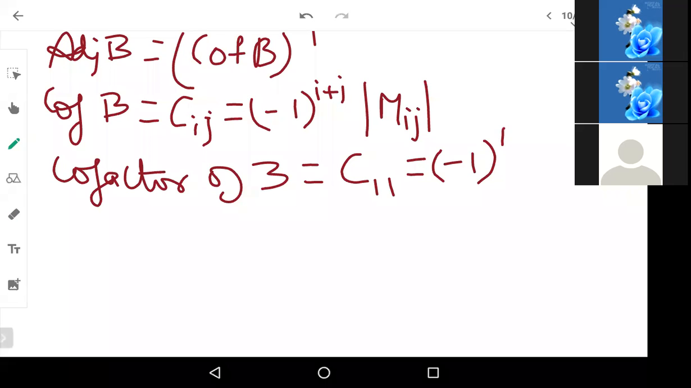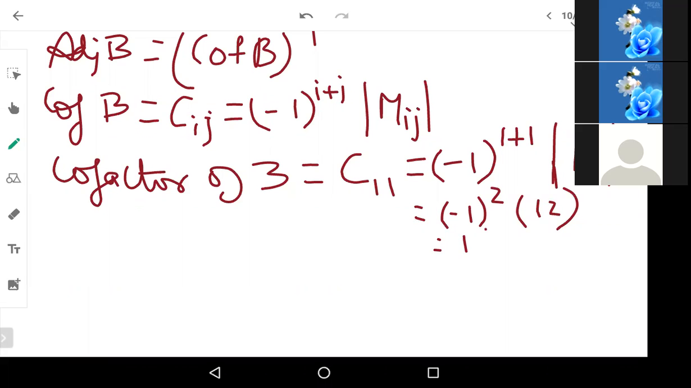Are you all writing, doing all the procedures? I mean, you're writing every step by step before getting the answer? Very good. Then correct. Continue doing it. So what is the minor? Minor will be 12. So minus 1 square into 12 will give me 1 into 12, which is 12. All got the same answer? Cofactor of 3.